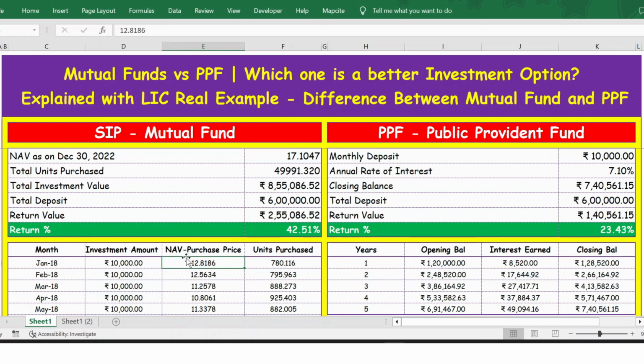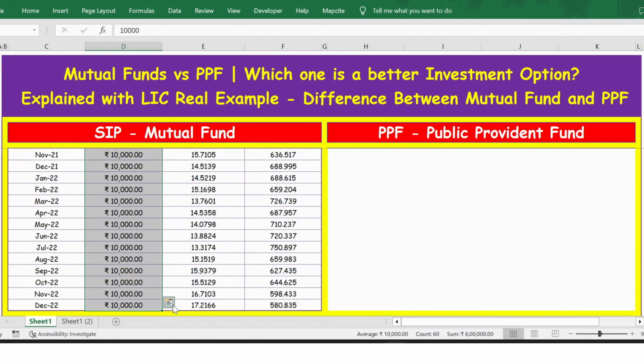And then, I have taken the investment amount for each month, what we have invested, 10,000, and then we have the NAV purchase value. NAV is the net asset value. To understand more on NAV, I have created a separate video. You can go through that. This is the purchase price.